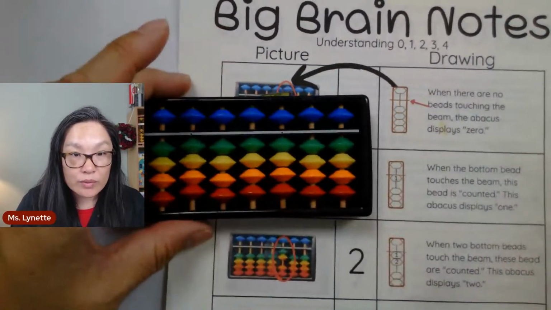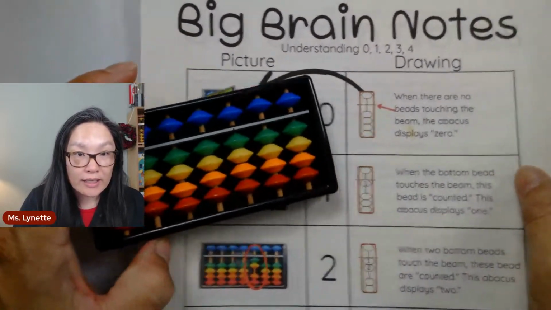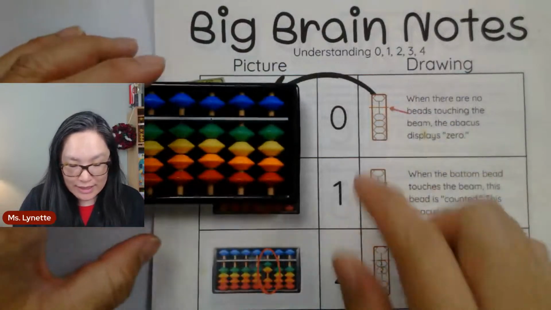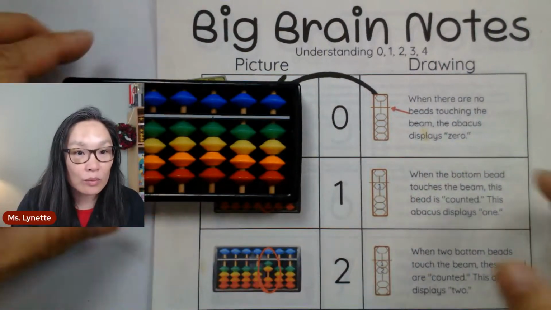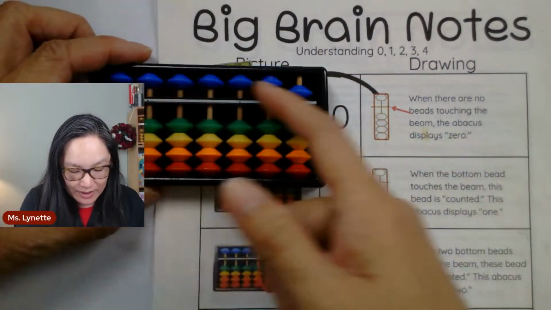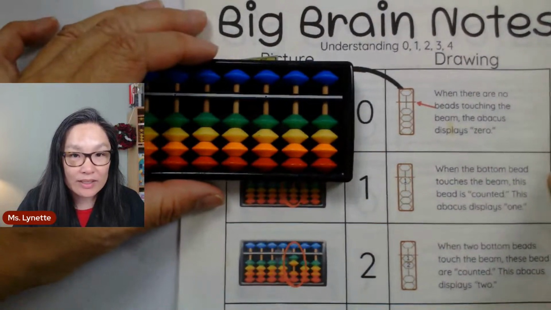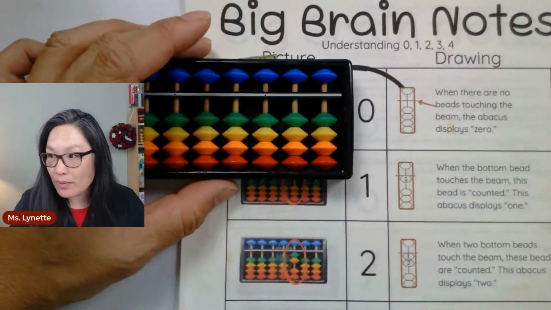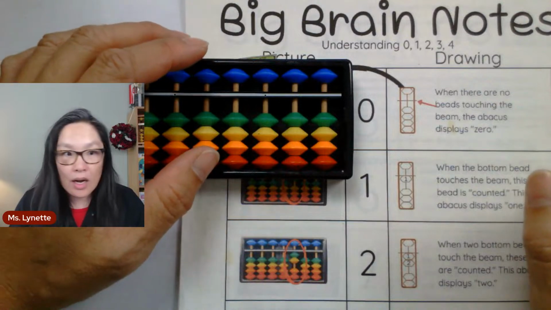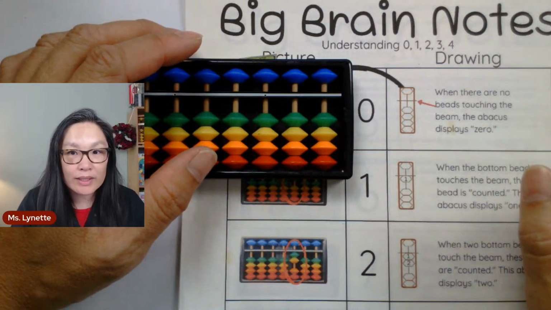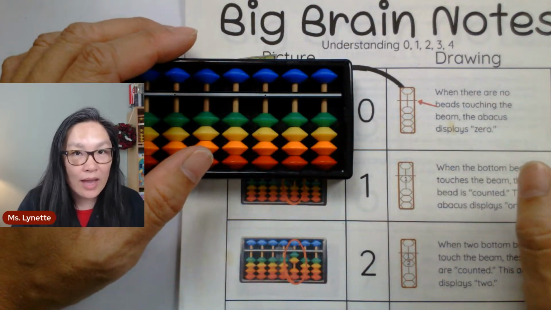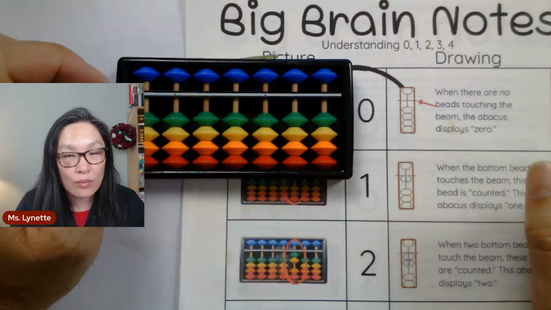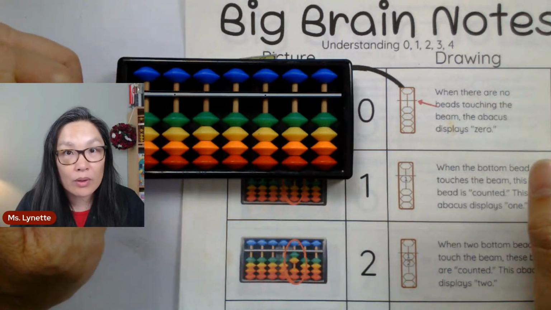Now, what we're going to do is look at the big brain notes. These are some of the notes that I have in my workbooks to explain what the abacus is and how we read the abacus. So the first thing we're going to do is understand how to read the abacus. As we read the abacus, then we'll go into adding, subtracting, and what it means to have abacus relating to new math and the Common Core.